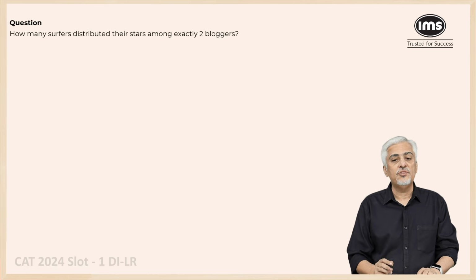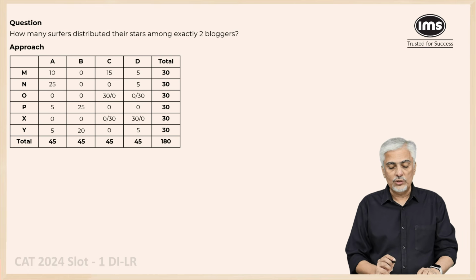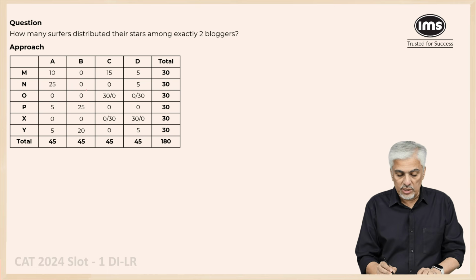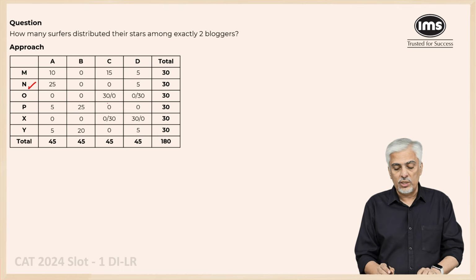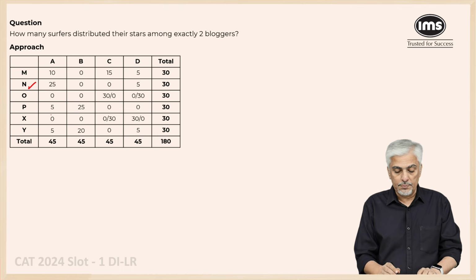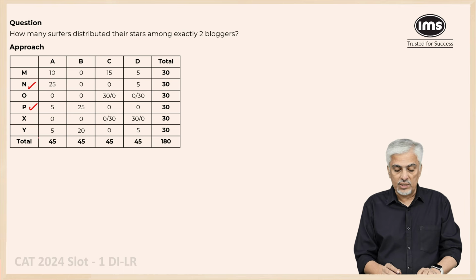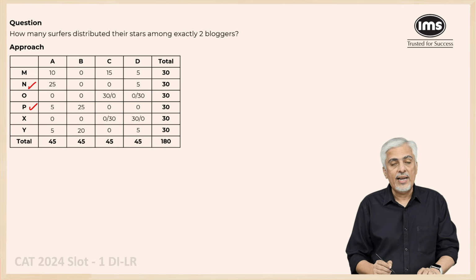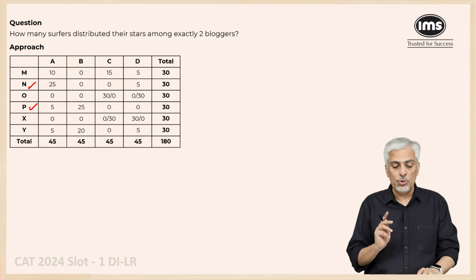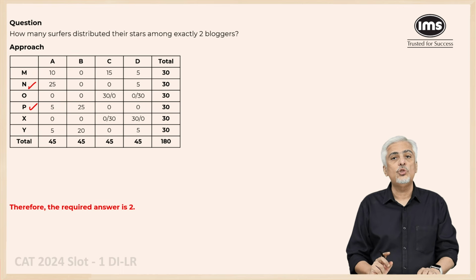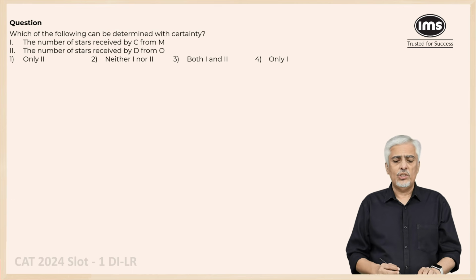Next one, how many surfers distributed their stars among exactly 2 bloggers? So, who are those ones who have got 2? They have given 2 zeros in short. So, 2 zeros is over here in N. So, N is one of them. O is not there because O will have 3 zeros. P is also having 2 zeros. X is also going to have 3 zeros and Y has only 1 zero. So, N and P is the answer. Answer will be 2 bloggers. How many surfers? Sorry. So, 2 surfers are there. Answer is 2. Let's have a look at the last question.